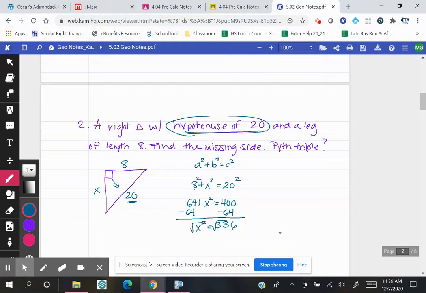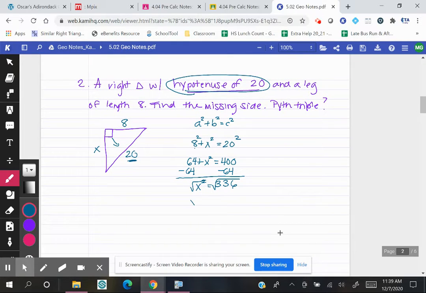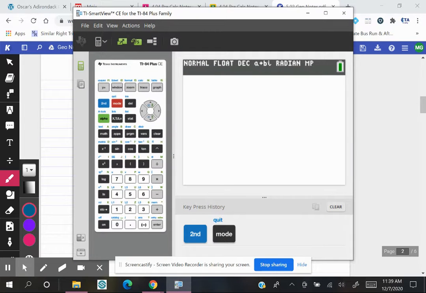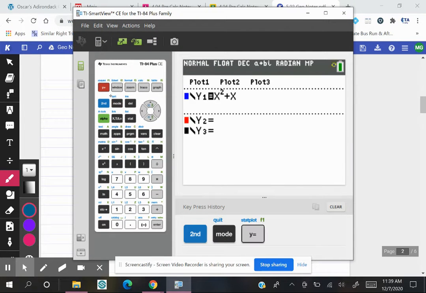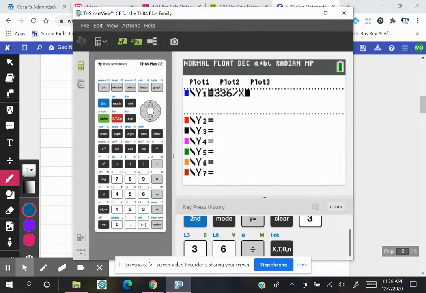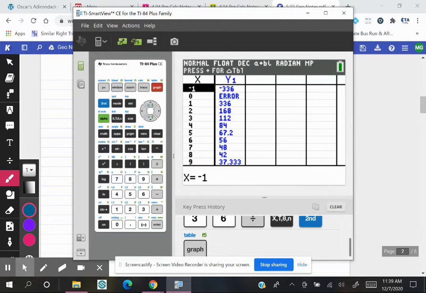Take the square root of that. Now let's put that into simplest radical form. You might check to make sure it's not a perfect square by typing in the square root of 336, and you'll find that it's not. One way to put it in simplest radical form to help you is to do 336 divided by x, and then go to your table and you're looking for any perfect squares that go in here.